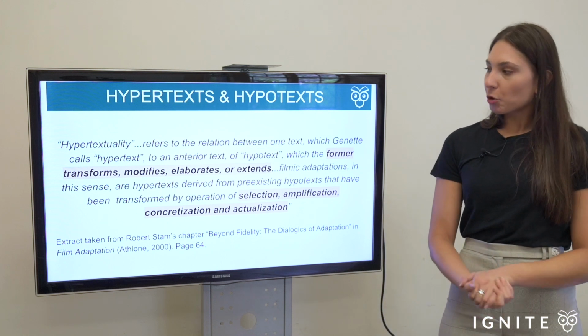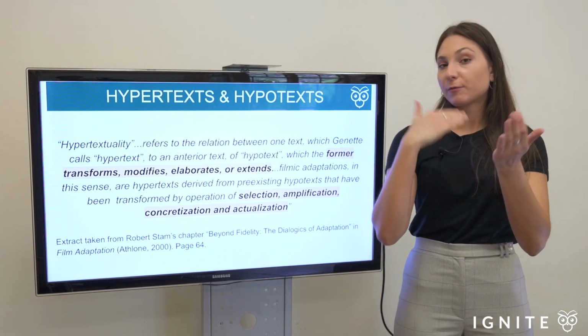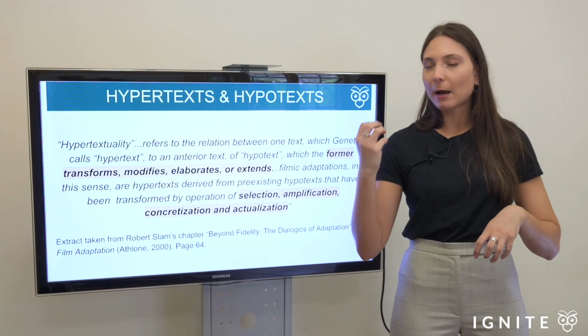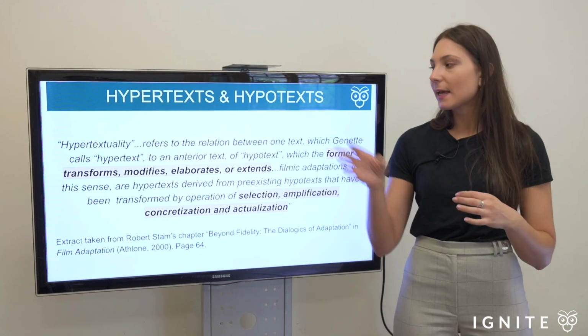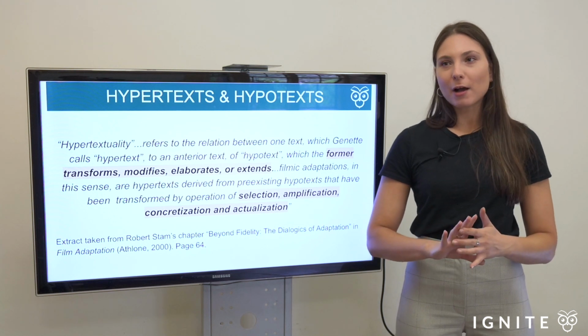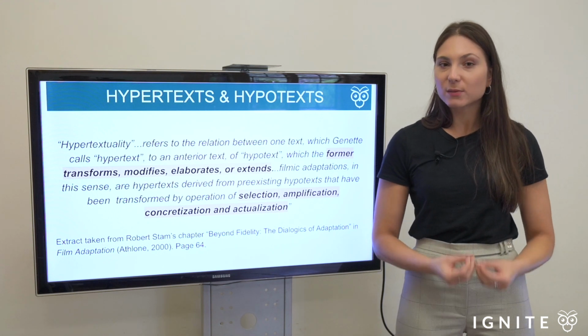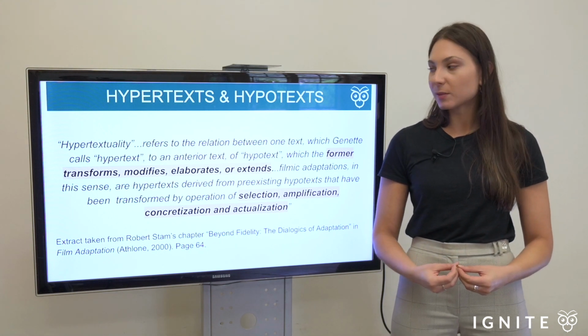So what Stam is drawing on here in this part of his essay, he goes through all different types of intertextuality, paratextuality, metatextuality, and now he comes to hypertextuality. And I just think this paragraph so perfectly frames exactly the relationships that you guys are drawing on in your Module A studies, right?